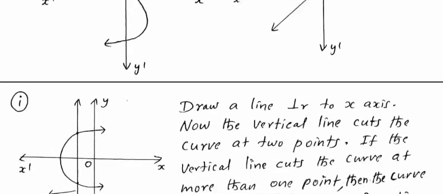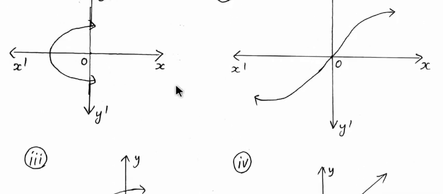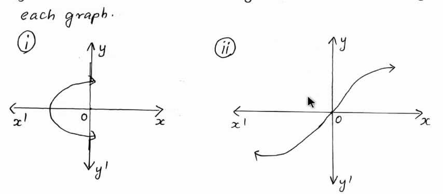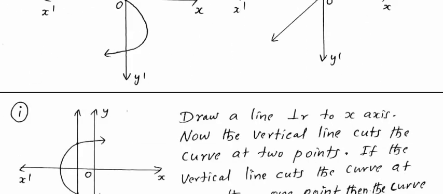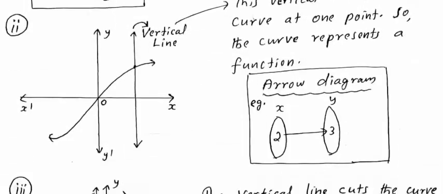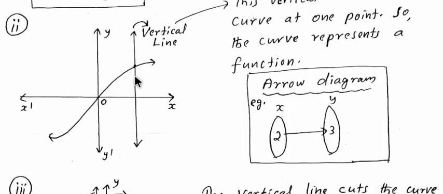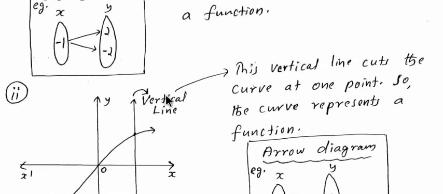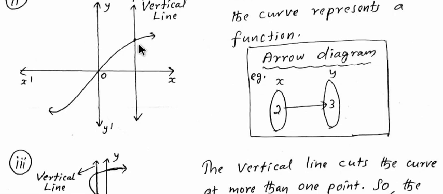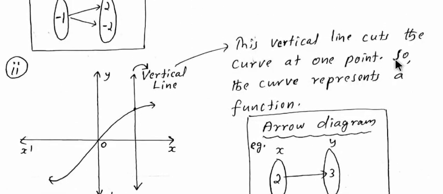Then the second question. What is the second graph? This is the second graph. Take that graph. Then again draw a vertical line. Here this vertical line cuts the curve at only 1 point. Therefore, the curve represents a function.